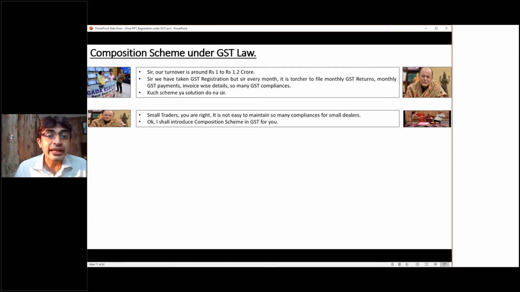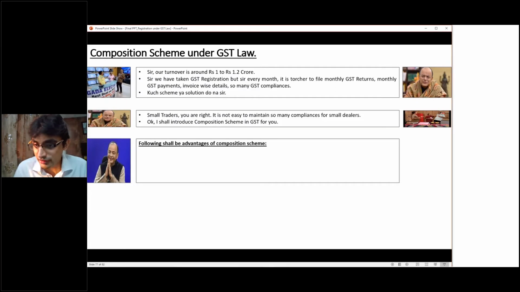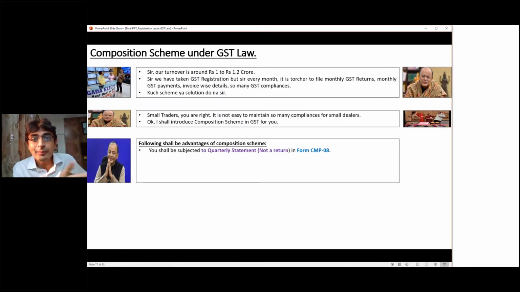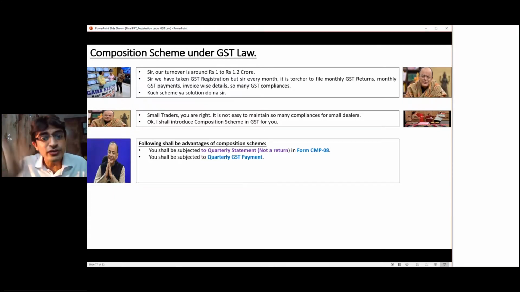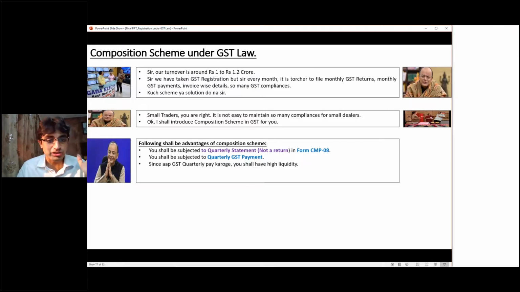That's why the government introduced the composition scheme in GST for dealers whose turnover is up to 1.5 crore. How much? 1 crore 50 lakh. For them, there is this scheme. What are the advantages? See, these are the advantages. They have to file a quarterly statement, the rest is monthly. They will file the quarterly statement in CMP 08. They will also pay GST quarterly. If they pay quarterly while I am paying monthly, their liquidity will be much higher.